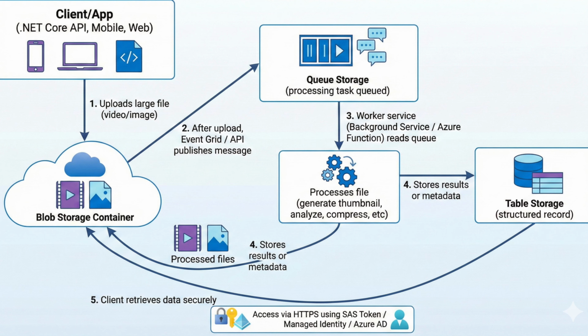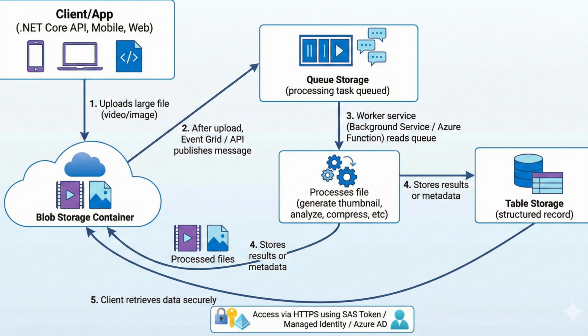Next comes the worker service layer, which could be a background service written in .NET Core or an Azure Function. The worker continuously monitors Queue Storage. When it finds a message, it retrieves the file from Blob Storage and begins processing. This processing may include generating thumbnails, compressing the file, analyzing content using AI, extracting metadata, or performing transformations.